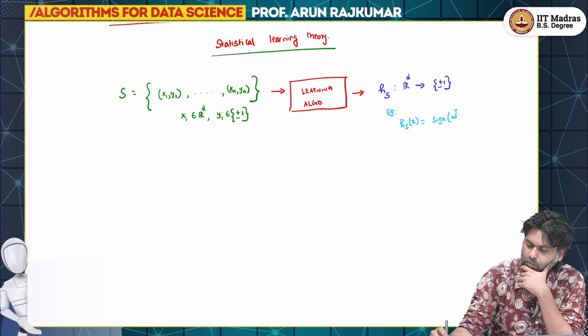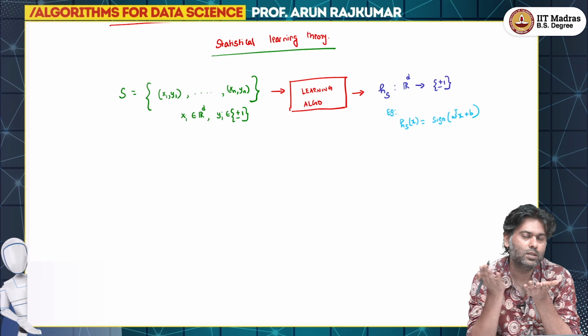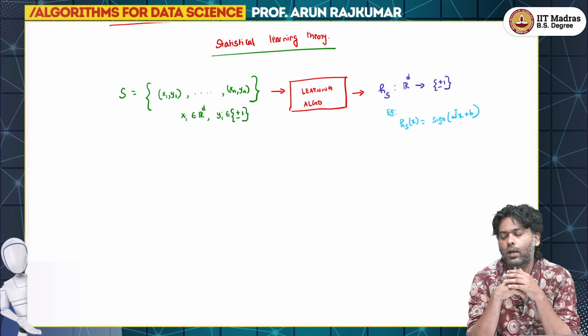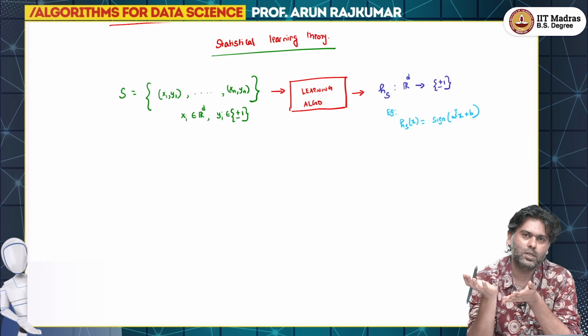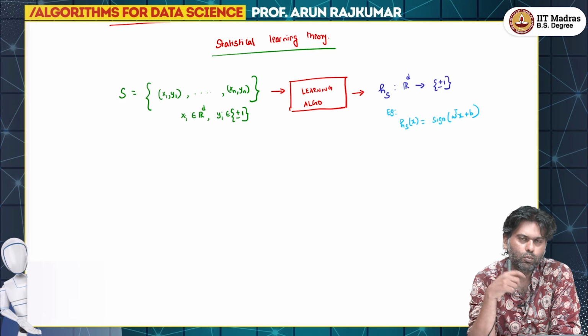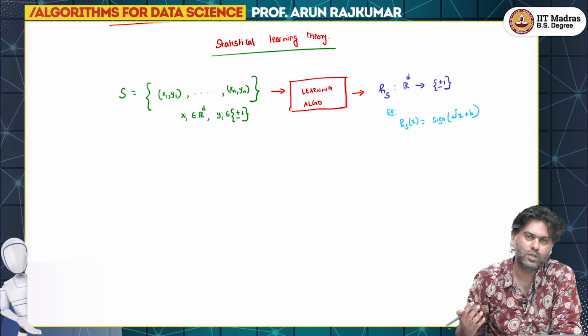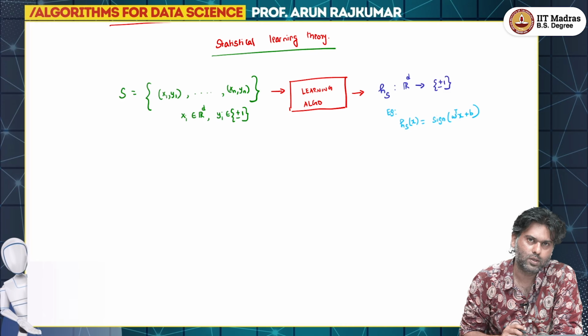So we are not fixing what this function is at this point. We are just saying there is some function that an algorithm learns. Depending on the algorithm, the function might differ. If it's SVM, it could be sign of W transpose X plus B. If it is a decision tree, then h_S itself is the decision tree. And then you give the input, it passes through the decision tree, various features are checked, and then finally an output is obtained, and so on.